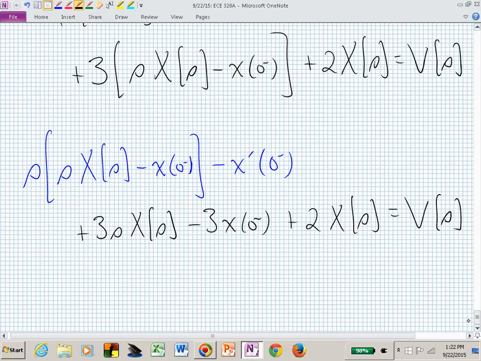Now, let me collect terms. Let me collect all of the coefficients that scale capital X of s. And now I could ask you, what do you see? What's the highest power of s that scales capital X of s?